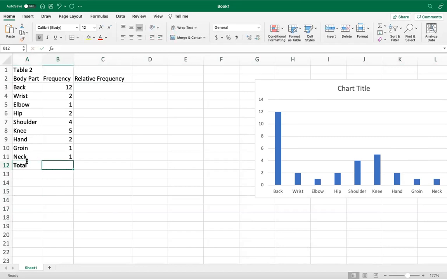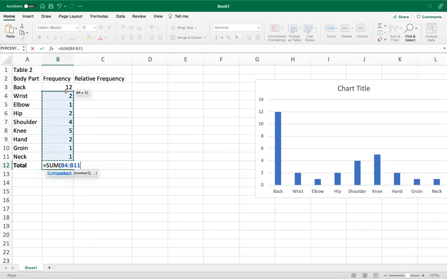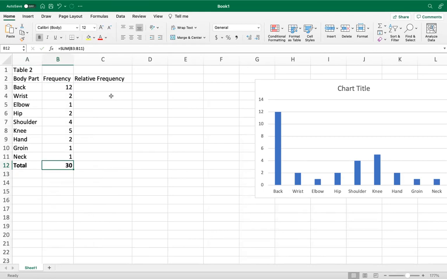So total. And in order to find what the total is, we have to add all those up, or find the summation of all of them. So equals sum. Sum is going to add all of the values up for us. So sum, and we're going to highlight the values that we want to be added together. So all of those values, hit enter, and it gave us 30. So now the sum is always going to be 30.